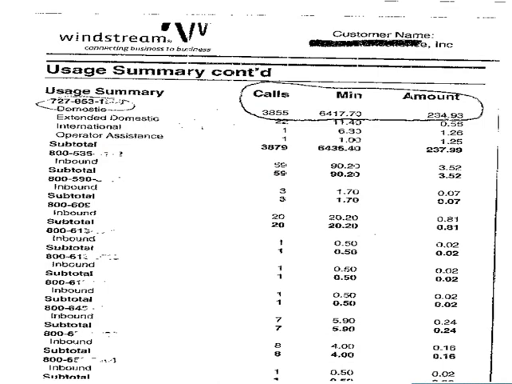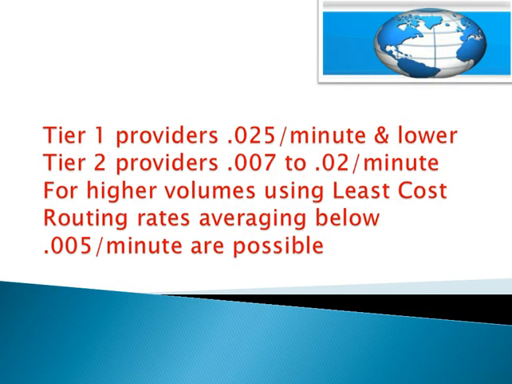Now, in this bill copy example, the DID usage here is on a PRI, and it averages out to about 3.7 cents a minute. And we typically see even higher from the large Ma Bells. But with SIP trunking, even the Tier 1 providers, you can expect to see 2.5 cents a minute, and lower for long distance, and with Tier 2 providers, below a penny a minute on up to about 2 cents a minute. And if you have high volumes of minutes and want to do least cost routing, which we'll cover in another video, then below 0.005 a minute is very achievable.